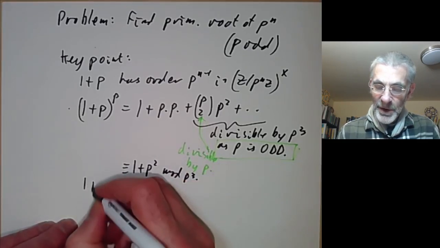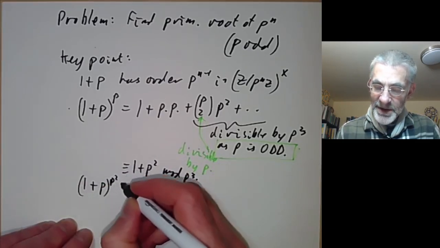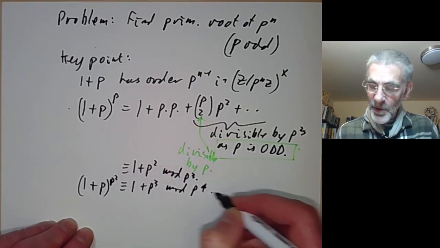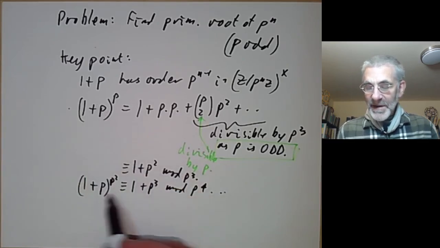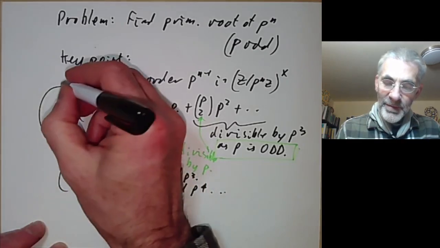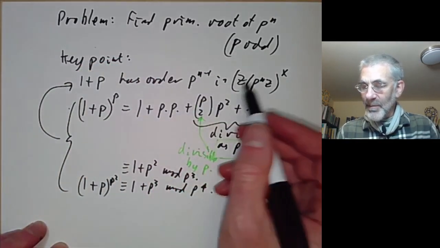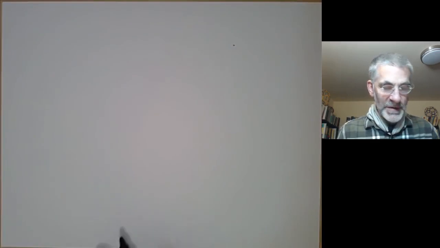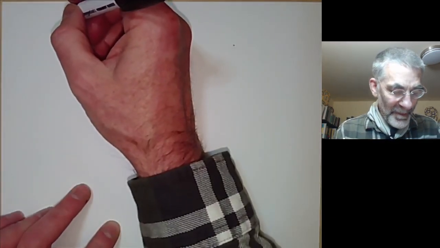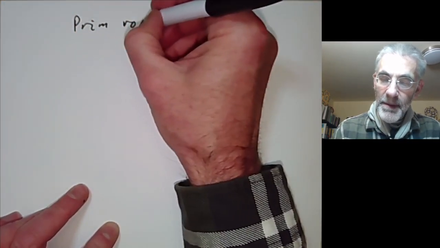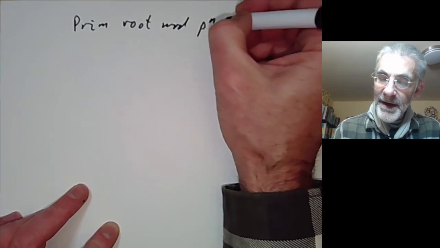And similarly, we find 1 plus p to the p squared is congruent to 1 plus p cubed modulo p to the 4, and so on. And using these expressions here, it's quite easy to show that 1 plus p has exactly this order modulo p to the n. And now we can use that to show there's a primitive root modulo p to the n, and I'll just sketch this. So here we're going to find a primitive root modulo p to the n.